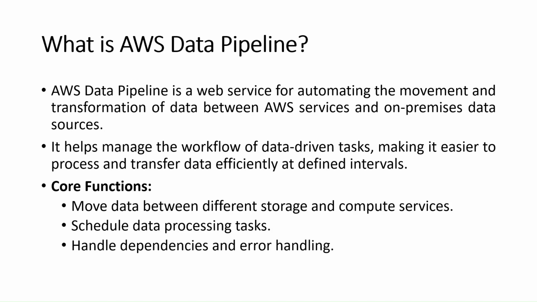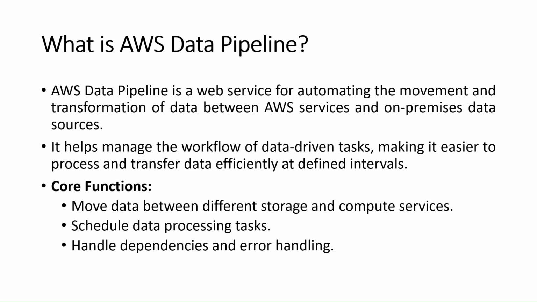So firstly, what is AWS Data Pipeline? AWS Data Pipeline is a web service for automating the movement and transformation of data between AWS services and on-premises data sources. Data Pipeline helps manage the workflow of data-driven tasks, making it easier to process and transfer data efficiently at defined intervals. It will help move data between different storage and compute services.